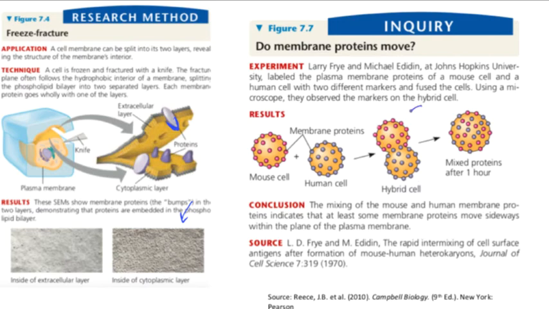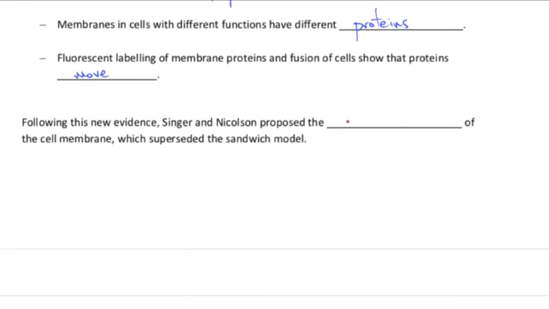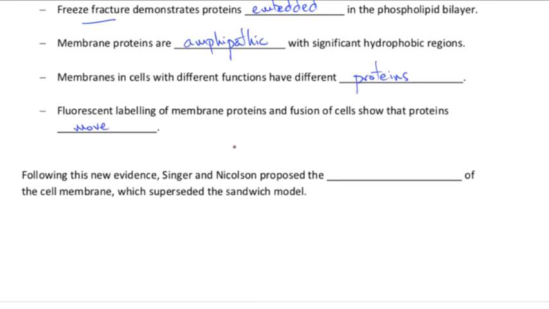You'd expect that you'd have one part of the cell with the human proteins, and you'd expect that the other part of the cell would still have the mouse proteins and that they wouldn't intersperse. But the fact that they move around, and they do so quite quickly, is evidence that they are moving, and therefore that they're not in this cake-like layer on the inside and the outside. So that's another piece of evidence.